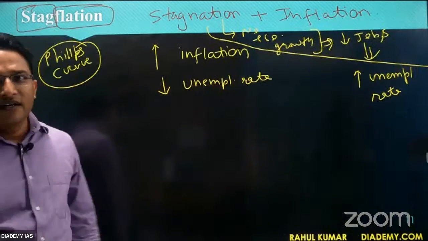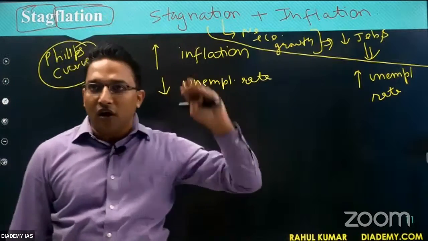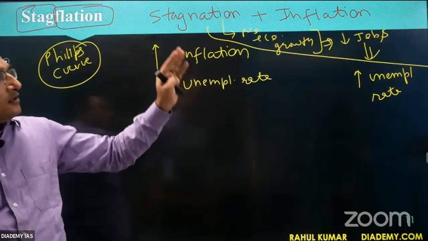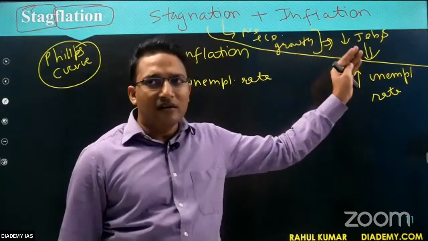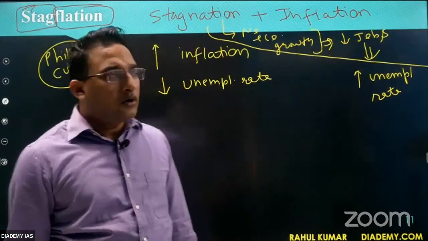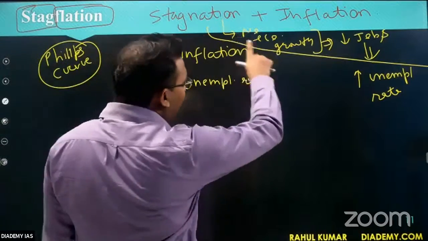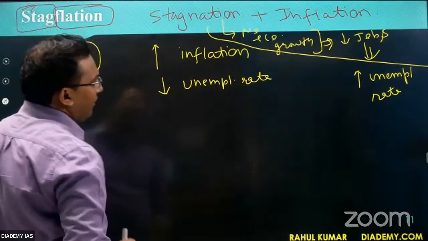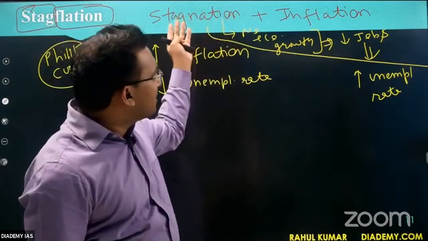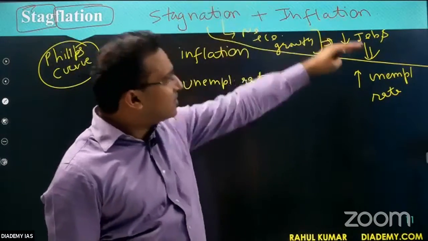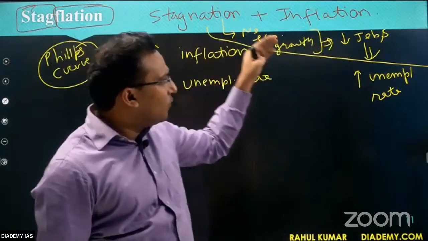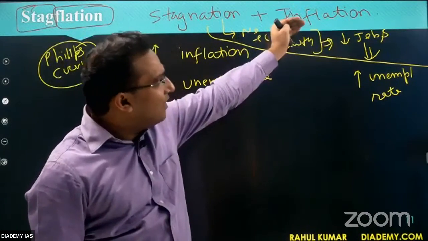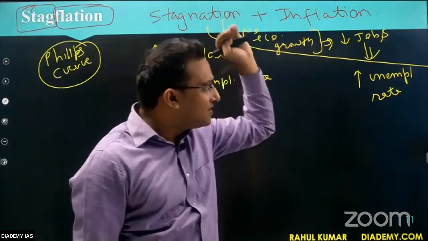So it says that there is stagnation. Stagnation means the economy is not growing, the GDP growth rate is not there, and because of that the unemployment rate is increasing. Okay, so there is a contradiction with the Phillips curve. The Phillips curve says an increase in inflation means the unemployment will come down. Here, along with the stagnation there is inflation also, and because of stagnation the unemployment rate is increasing. Inflation bhi hai, despite inflation the unemployment rate is actually going up.